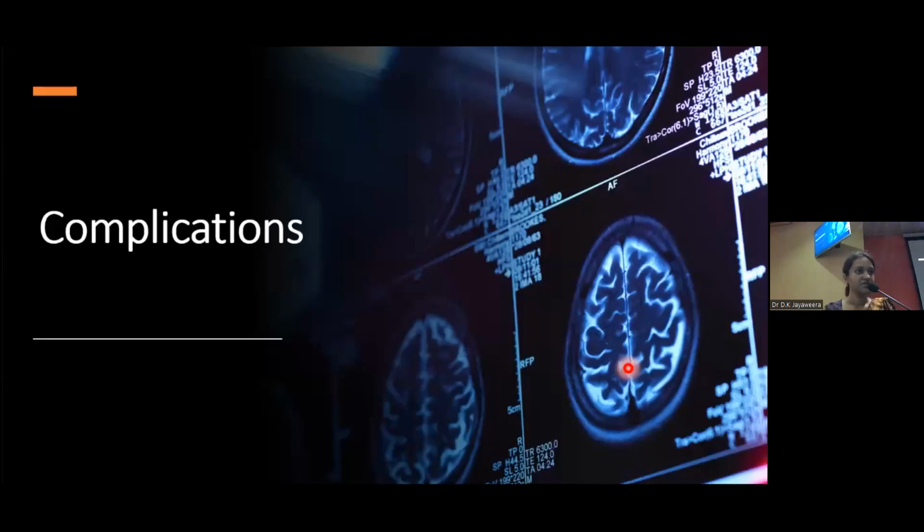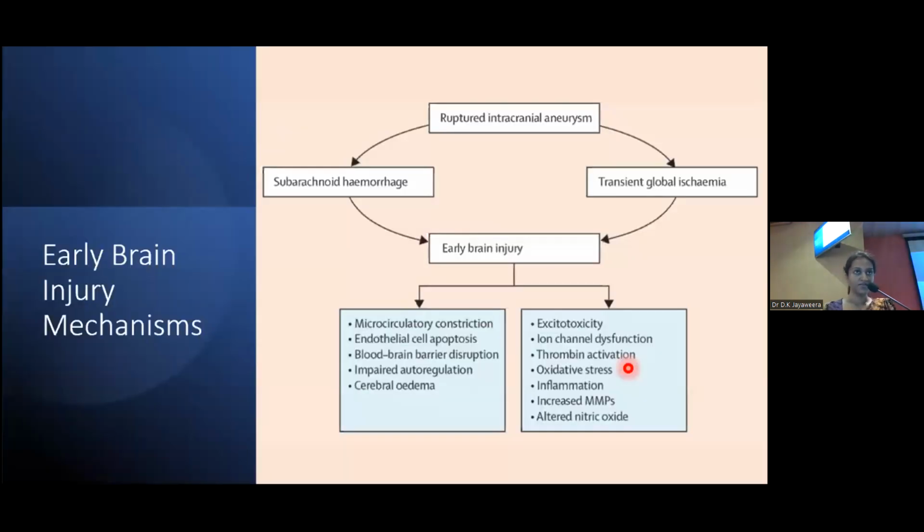So before I go into the management, I'd like to talk briefly about complications so that you will know what you need to manage here. Brain injury following an SAH has two phases. In the early phase, that is within the first 72 hours, with the rupture of the intracranial aneurysm, there is a sudden transient increase in intracranial pressure and transient global ischemia. And with this, there's a triggering of a cascade of events that lead to cell injury and cell death.